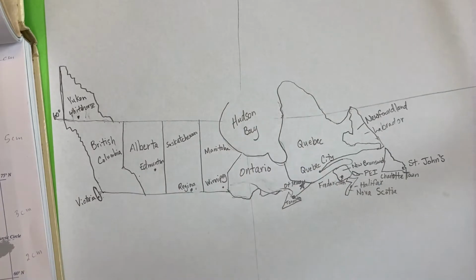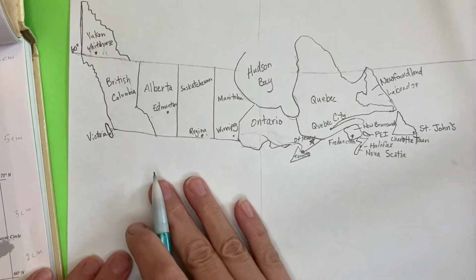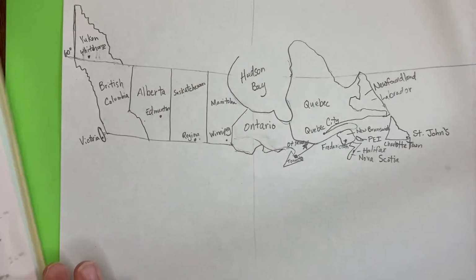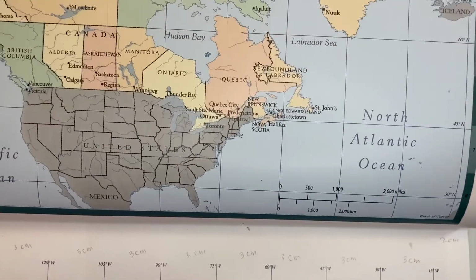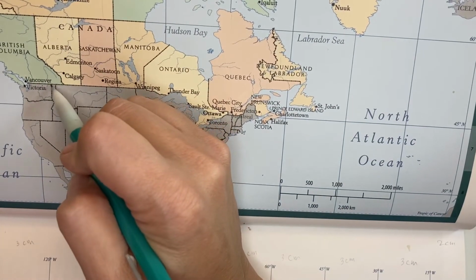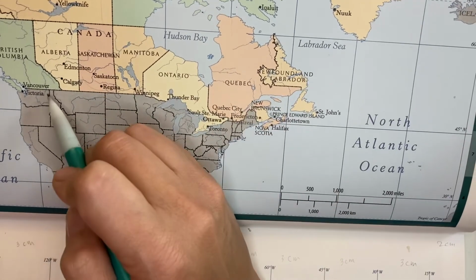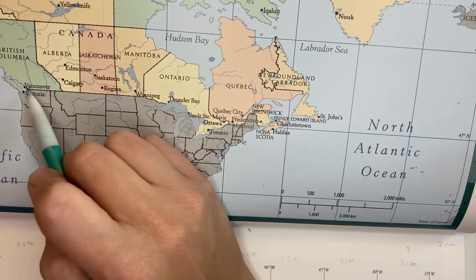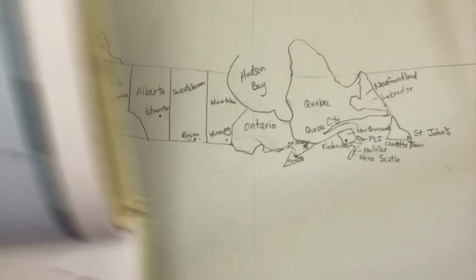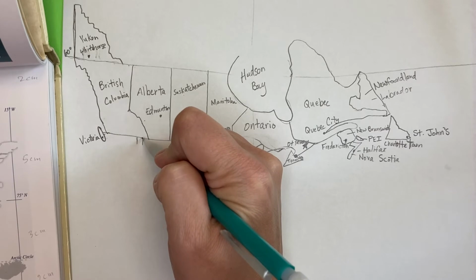Now I do recommend, you don't have to do this, but I recommend putting in the state borders as well. So just a couple lines, because if you're going to draw all of North America, it's really helpful to know where the states border the territories of Canada. So we're going to draw two lines at the bottom of British Columbia that show where Washington and Idaho are. Okay, so we're going to just draw right about here and right about here.